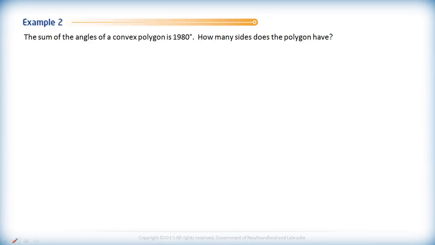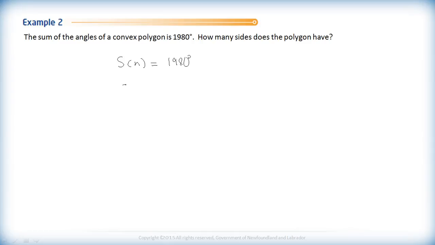Okay. The sum of the angles of a convex polygon is 1980. Oh, that was a good year. So if the sum of the angles of the convex polygon is 1980, how many sides does the polygon have? Okay, so how many sides if the sum is 1980? So the sum of our angles then has to be 1980, right? It says the sum of the angles is 1980. How many sides does it have?